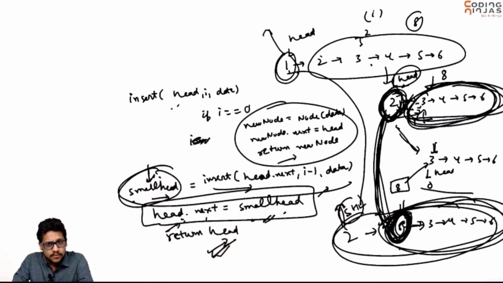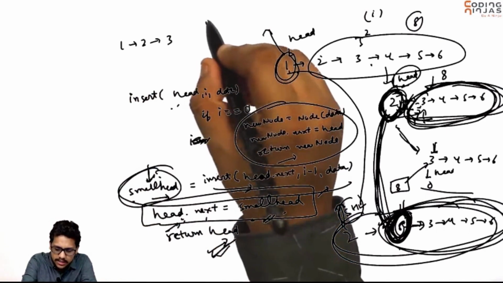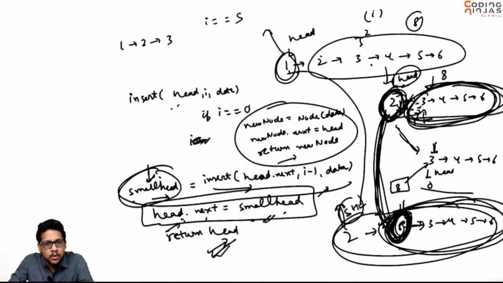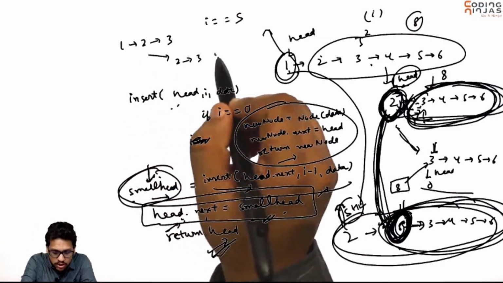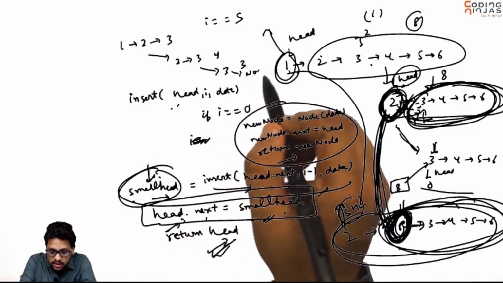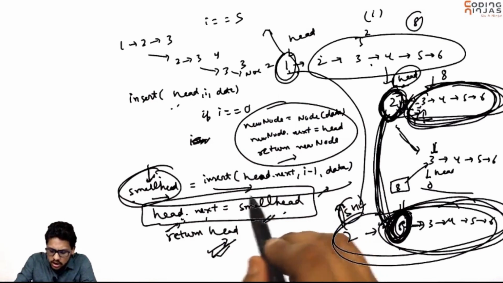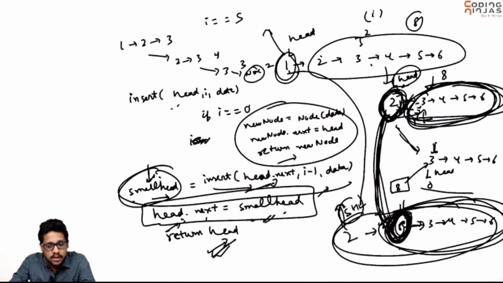One more thing, that there may be a possibility that I was given 1, 2, 3, and let's say i equal to 5 has been given to you. So what you will do in that case? So here you will call for 2, 3 to insert at 4th position. You will call 3 to insert at 3rd position. 3 will call on None to insert at 2nd position. Now here head dot next will give you error, because None dot next doesn't happen. i does not become 0.